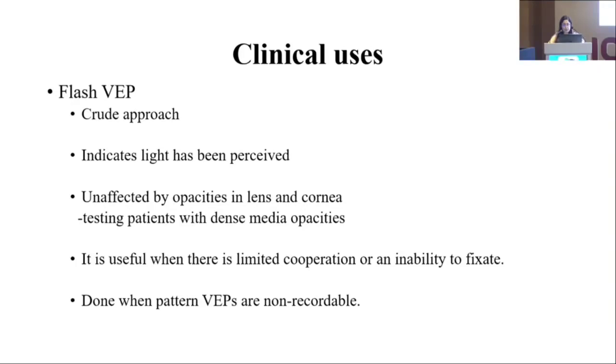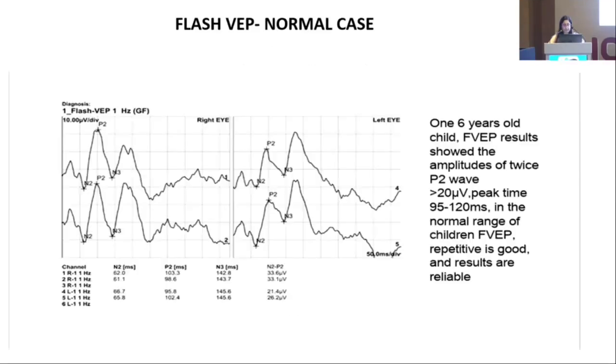Flash VEP is a crude approach. It indicates that light has been perceived. It is unaffected by opacities in the lens and cornea. It is useful where there is limited cooperation, and it is done when pattern VEPs are not recordable. This is a printout of a normal flash VEP. It shows a normal N2P2 amplitude, and there is no latency.